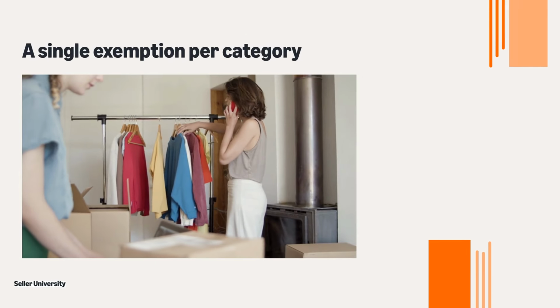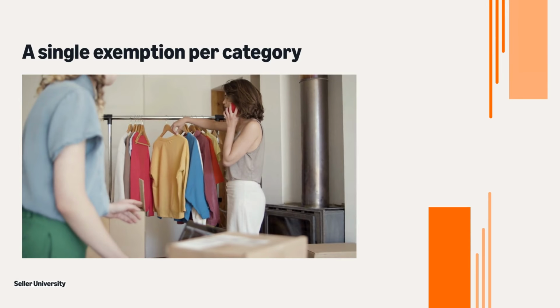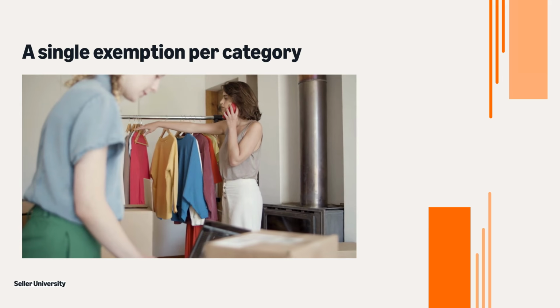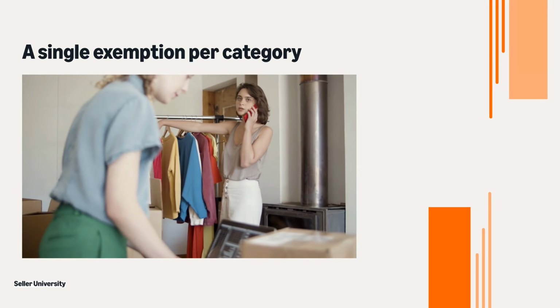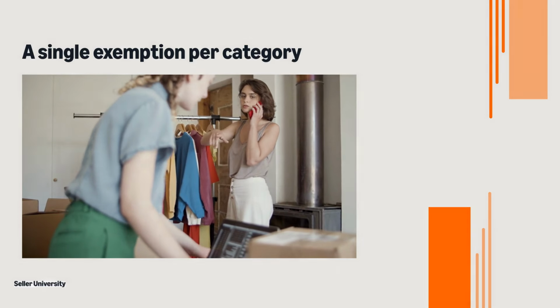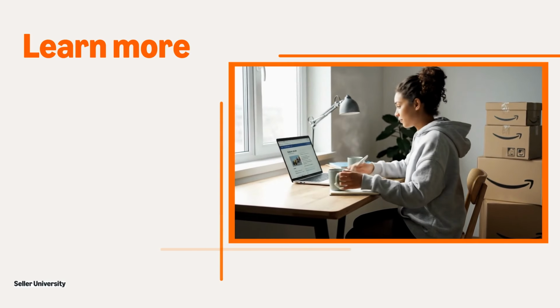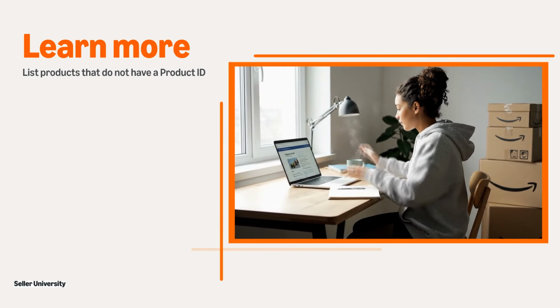For example, if you want to list both a shirt and pants without product IDs, you only need one exemption for the entire apparel category for a specific brand. This single category exemption will cover both items and any future apparel items you would like to list without product IDs. To learn more about specific requirements for your product category or troubleshoot common errors like brand name mismatches, go to the List Products That Do Not Have a Product ID help page.